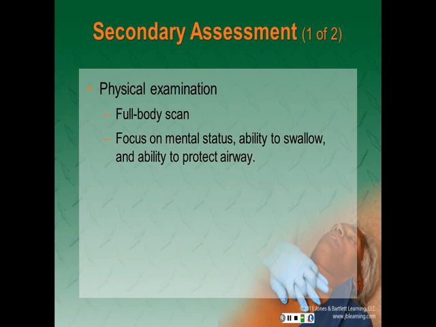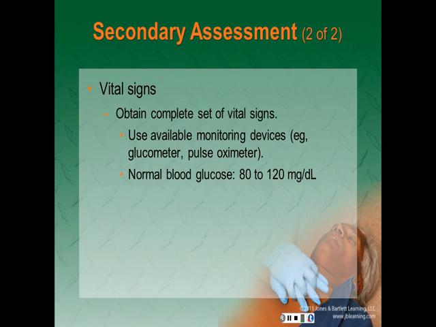Secondary assessment. Perform your physical exam by doing a full body scan. You should look for clues about the patient's condition and be alert for secondary signs of injury or illness. For example, trauma that may be caused by altered level of consciousness in a fall. For known diabetics, focus on their mental status, their ability to swallow, and ability to protect their airway, and obtain a Glasgow Coma score. Vital signs including a blood glucose.